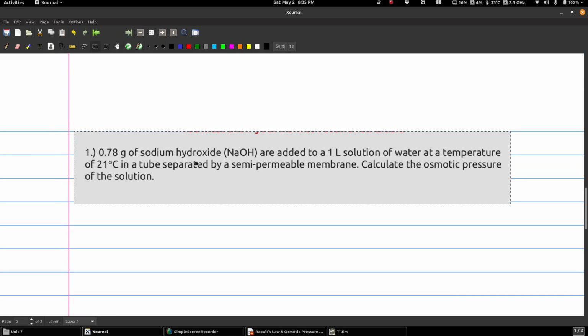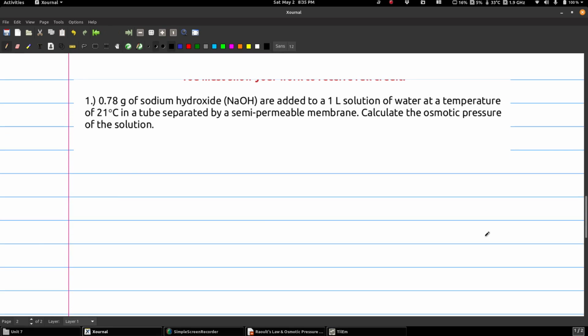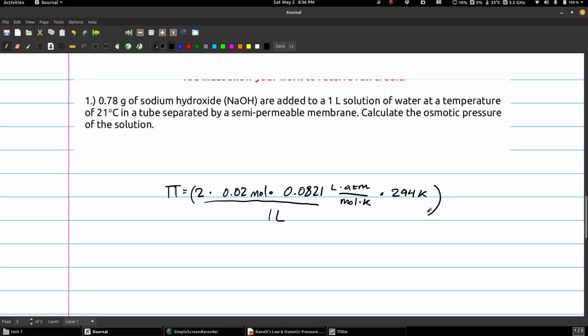Alright, let's finish solving this. So now that we have everything, we just plug it in. Pi is equal to 2 times 0.02 M times 0.0821 liters times atmospheres over moles times Kelvin. So if you want to replace M, it's understood that it's moles per liter, but you just put mole and then you divide it by 1 liter, and then times 294 Kelvin. And then you're going to see that everything's going to cancel out.